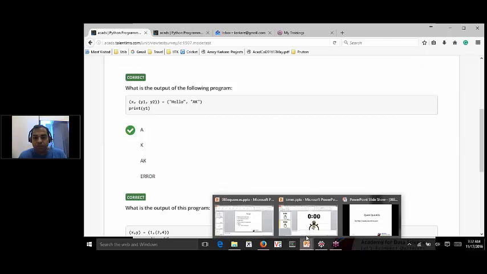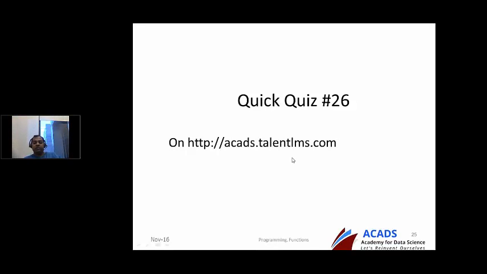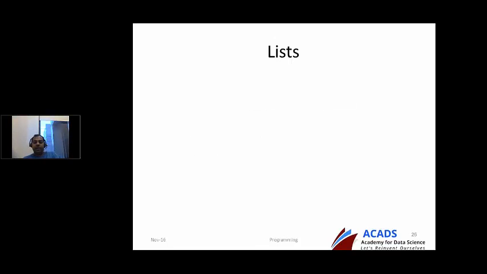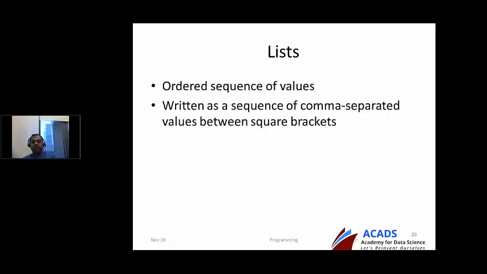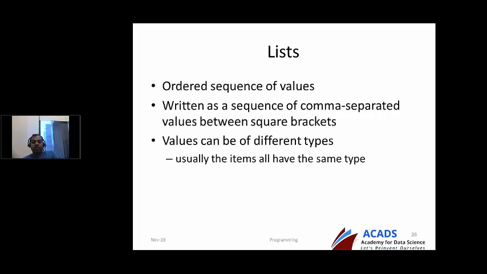So let's move on to the next topic. And the next topic is something many people have been waiting for so long, and this is list. Okay, list is an ordered sequence of values, and these values are written as a sequence of comma separated values between square brackets. So if you look cursorily, they look very similar to a tuple.